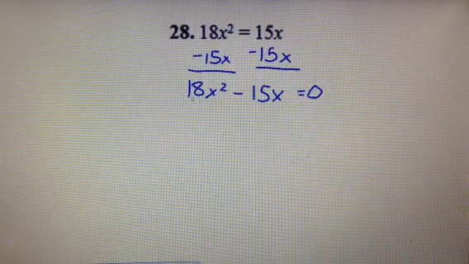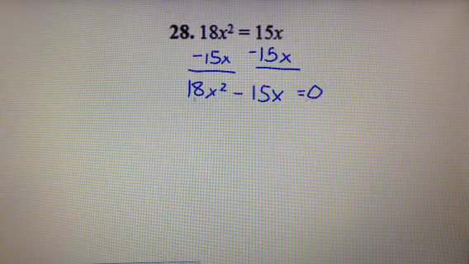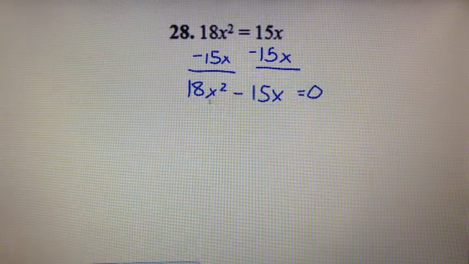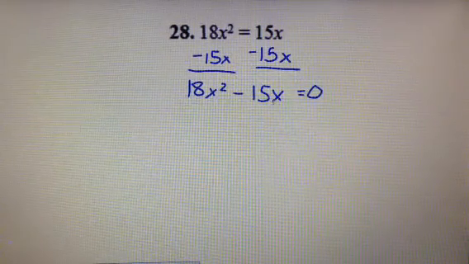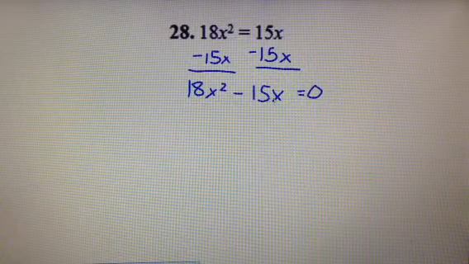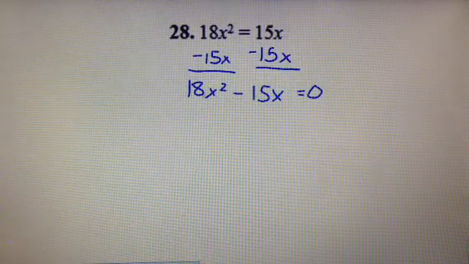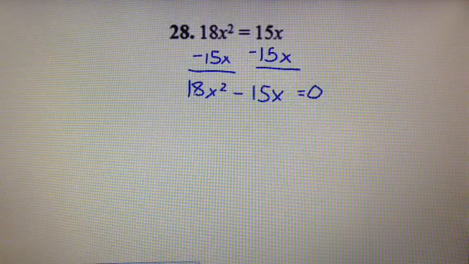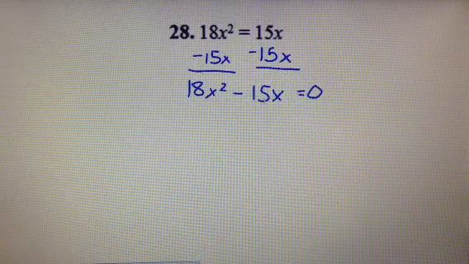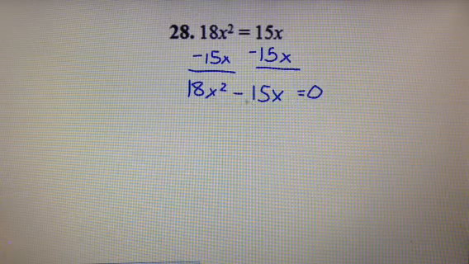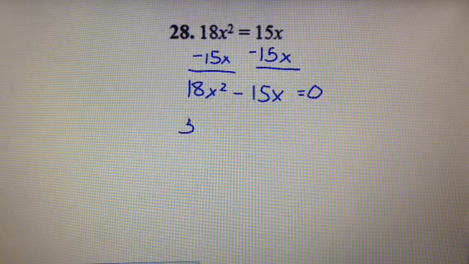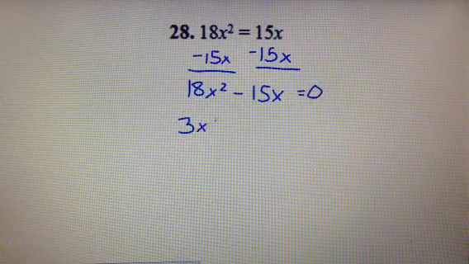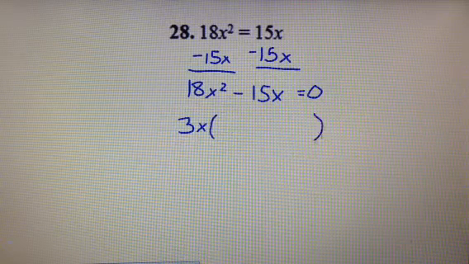Now we have something equal to 0, so if we can just factor it, then we will have a product equal to 0. So let's look for a greatest common factor between 18x squared and 15x. Well, they're both multiples of 3, so 3 is a factor of 18, and 15 also has a factor of 3. So let's factor the 3 out. We also have a common factor of x. So 3x is our greatest common factor.